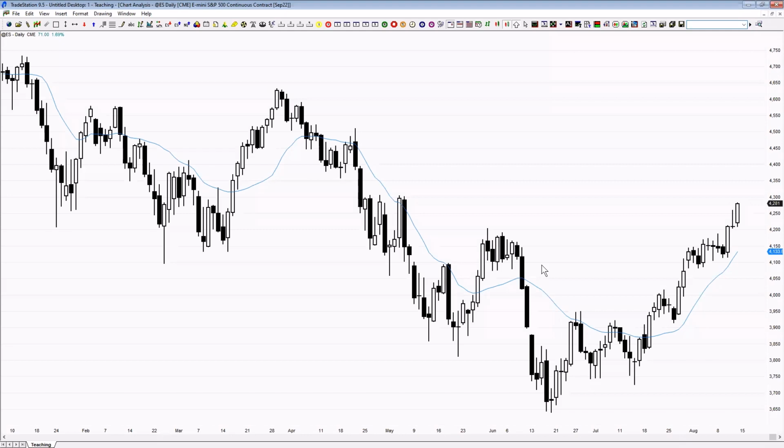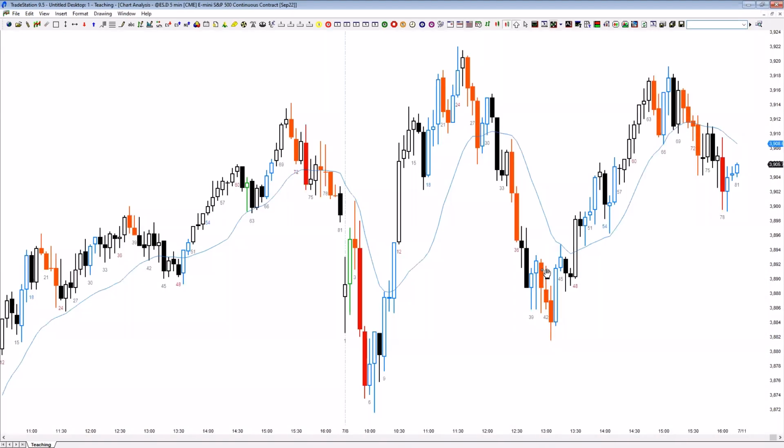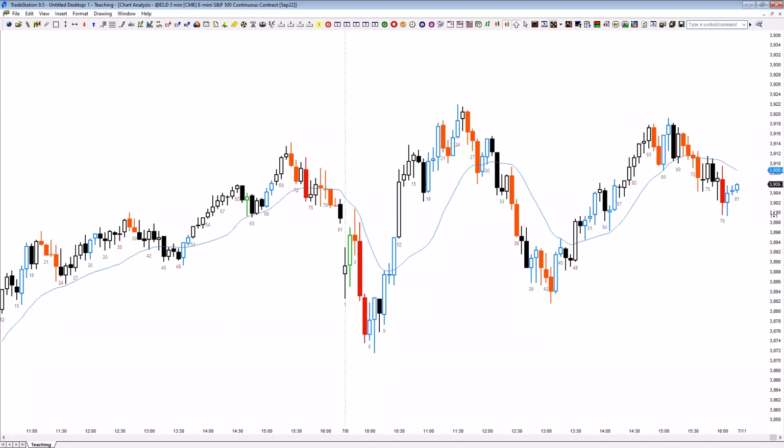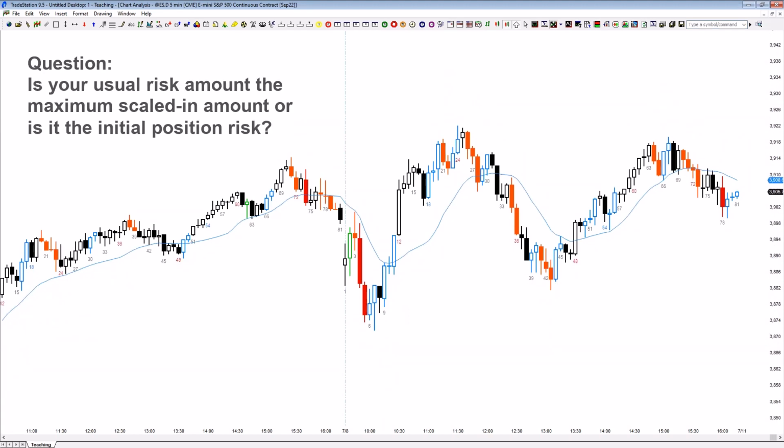I don't know if this is something that you're planning to cover later. But I was wondering, for example, when you said your usual risk amount is 0.25, is it the maximum scaled-in position risk or your initial position risk? Is that how you define it? Yeah, that's a good point. Just 1 second, please.